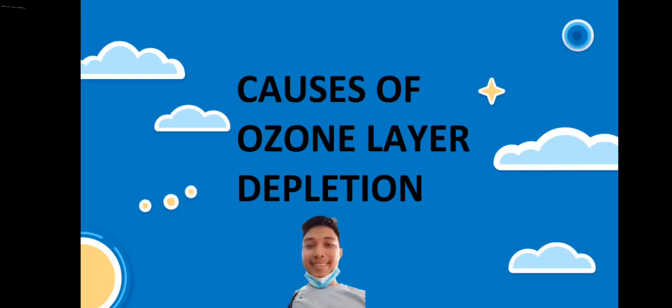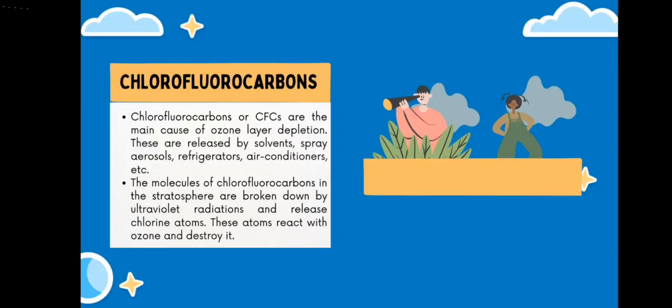Now it's time to discuss the causes of ozone layer depletion. Chlorofluorocarbons are the main cause of ozone layer depletion, released by solvents, spray aerosols, and much more. When these compounds in the stratosphere are exposed to UV light, they are broken down, releasing chlorine atoms, as these atoms react with ozone and destroy it.